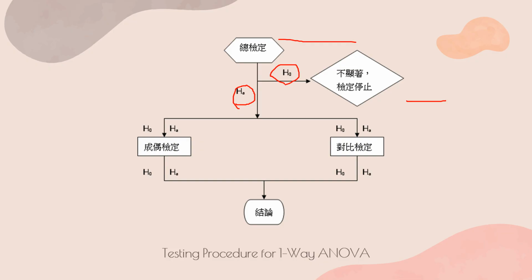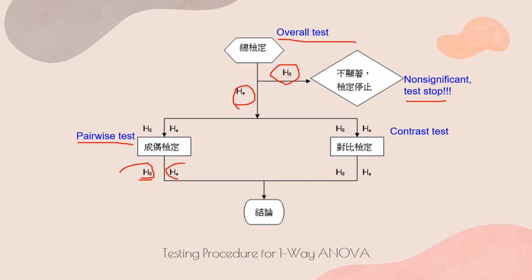And if it is significant, you have 2 choices, okay? On the left hand side, you will do the pairwise test. On the right side, you will do the contrast test. They also have a conclusion about accepting the null hypothesis or accepting the alternative hypothesis, okay? And finally, we make a conclusion right here. That's the testing procedure for one-way ANOVA, okay?